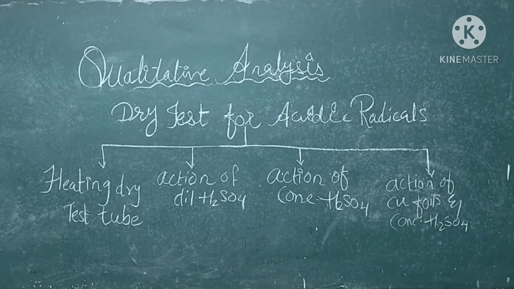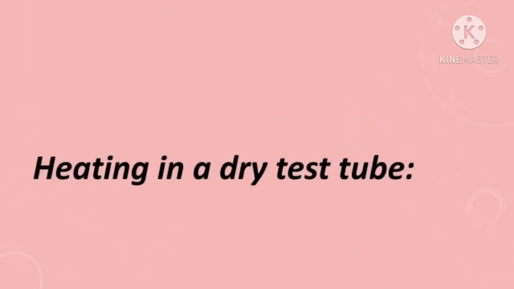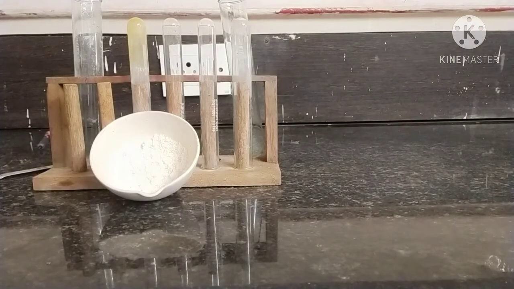In qualitative analysis, the second test is the test for acidic radicals. In this test, we perform the following tests: heating in a dry test tube, action of diluted H2SO4, action of concentrated H2SO4, and action of copper foil and concentrated H2SO4. After performing the preliminary test, we move to the second test, that is the dry test of acidic radicals.